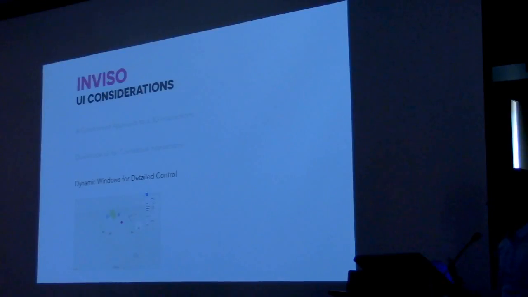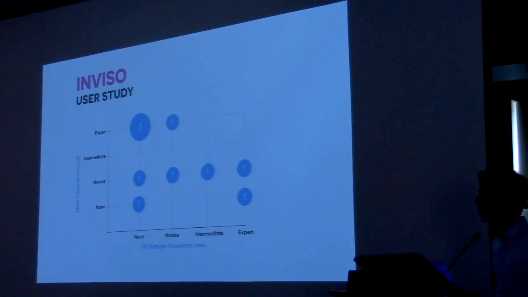And dynamic windows is basically, we have these inspector windows that pop up contextually and give you parametric control over all the things you can control interactively. So I'll talk about a small exploratory user study that we've done with INVISO.